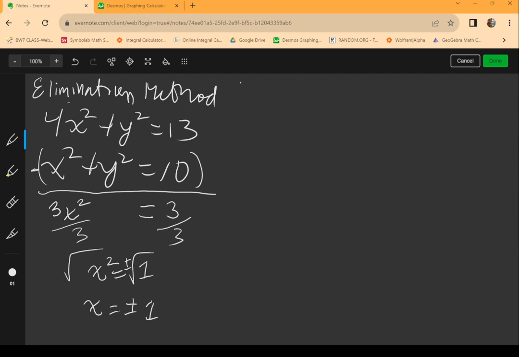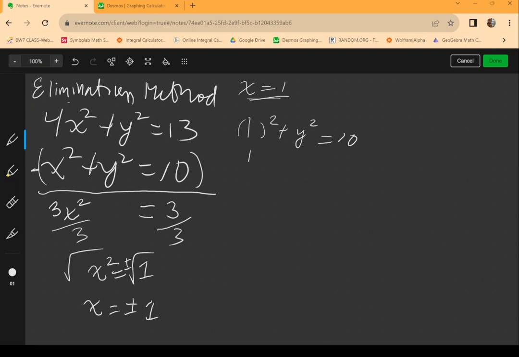So let's see what happens when x is equal to 1. Okay, so here it doesn't matter which one you choose to plug it in, right? So here I'll go ahead and just choose the second one, x squared plus y squared. It just looks a little simpler, right? So I'll plug in 1 for x and go ahead and solve for y.